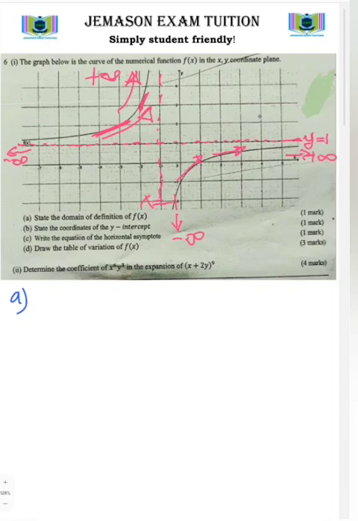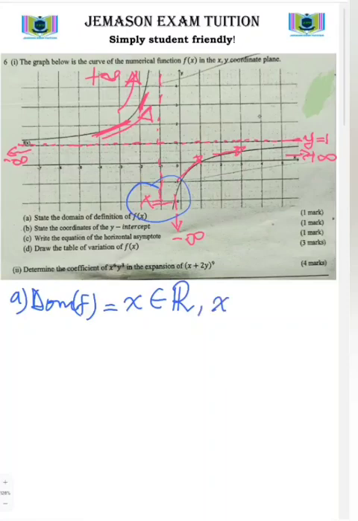In the A part, we are asked to state the domain of definition of f of x. So generally, the domain of definition of f of x is supposed to be the set of real values that the function can take. And here it cannot take all real values, because there is a point of discontinuity at x equals -1. Hence, we are going to write the domain as all values of x belonging to the set of real numbers except a value, and that value is -1. So this is the domain of definition of the function f of x.